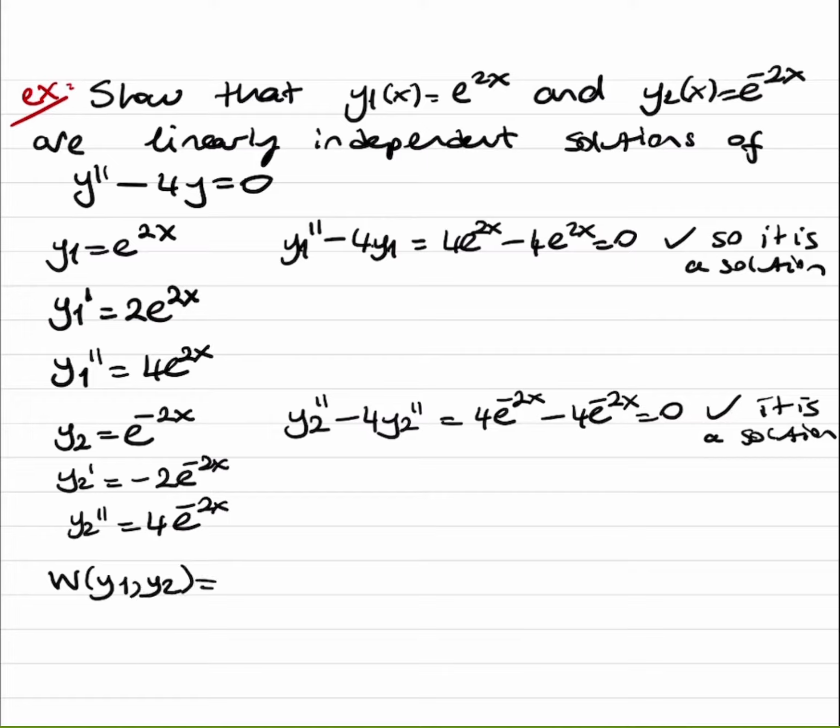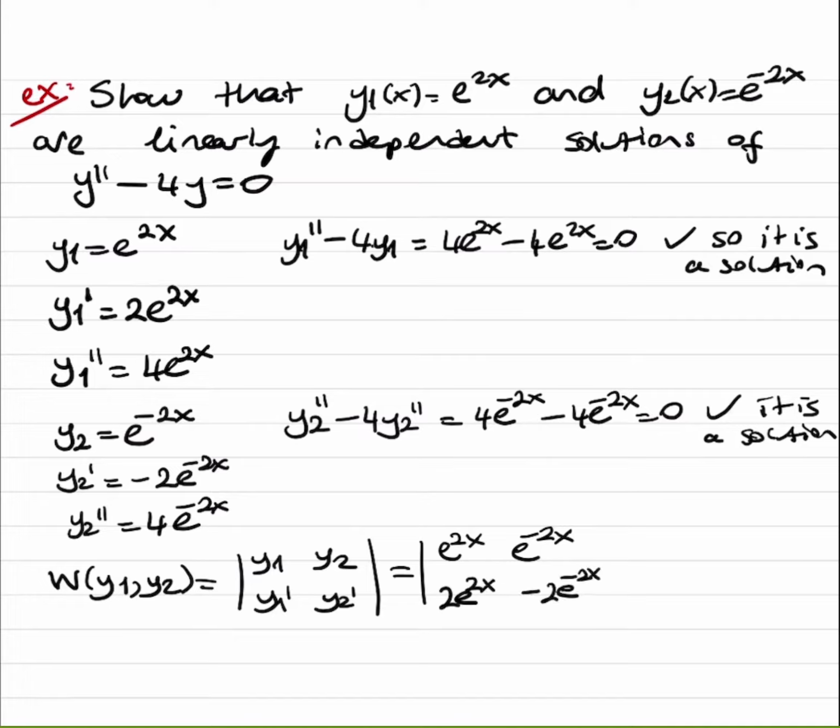What about, are they linearly independent or dependent? We will check this Wronskian. So y1, y2, y1 prime, y2 prime. First derivative, okay, e to the power 2x, e to the power minus 2x. Let's take this first derivative and write it in the second row. Minus 2e to the power minus 2x. Okay, we multiply this diagonal and write plus. We multiply this diagonal and write minus.